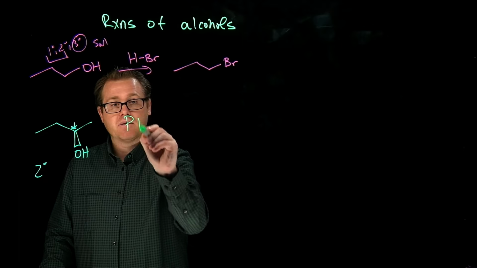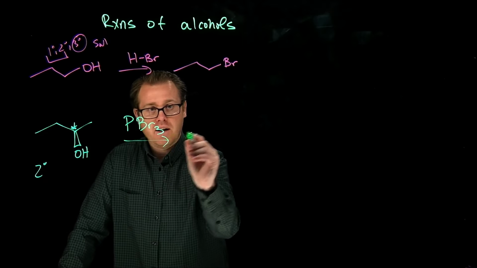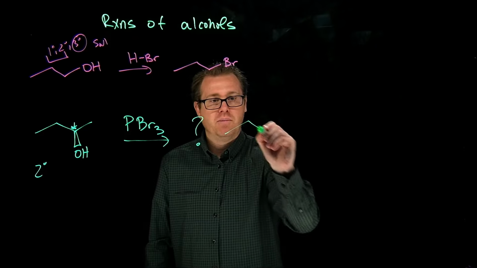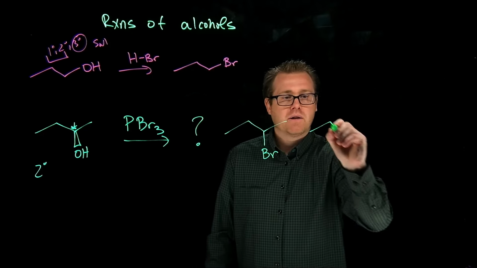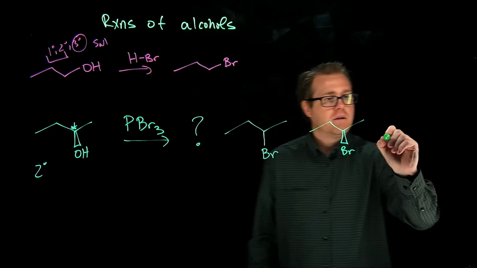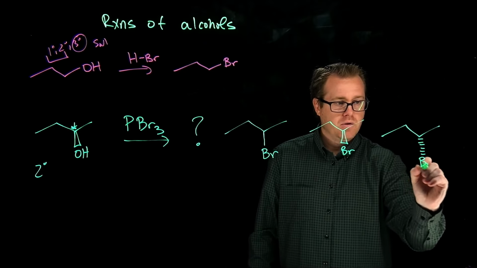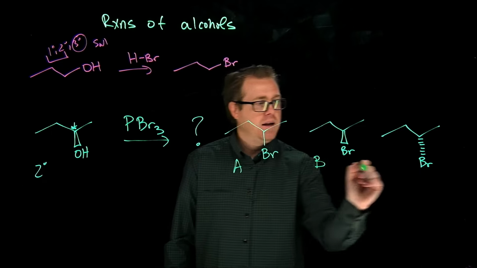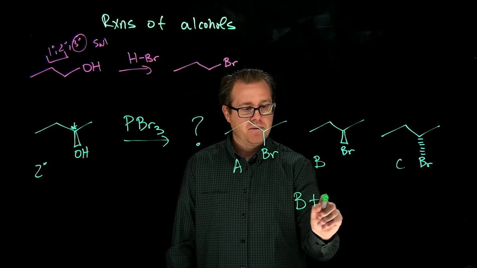So if I treated this with phosphorus tribromide right here, what is my product going to be? Is it going to be this? Or is it going to be that? Or that? If I call those A, B, and C, would the answer choice be a mixture of B plus C?